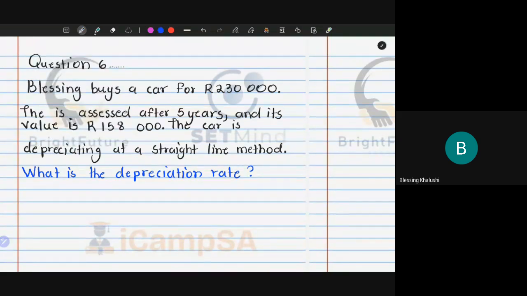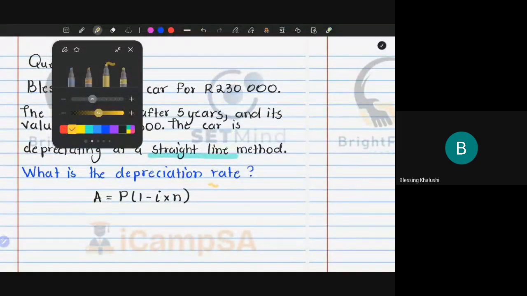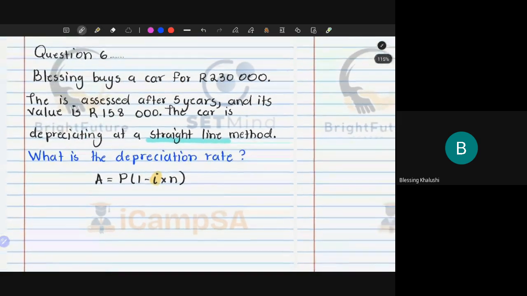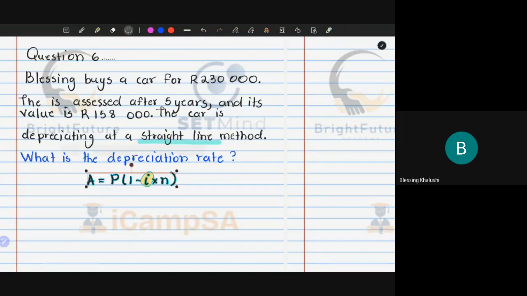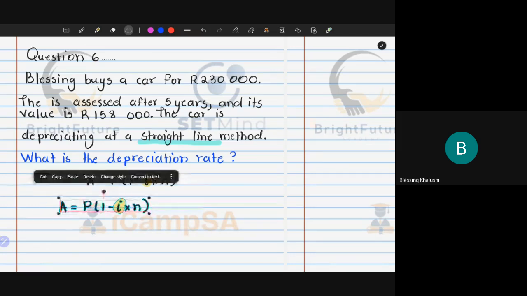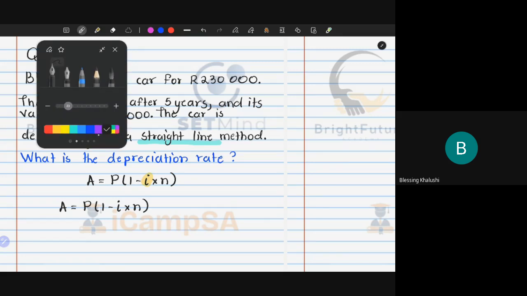That's okay. So what we should be picking up here is that this is depreciating in a straight line method. So which means the formula that we need to use is A = P(1 - i × n). And what we are looking for, clearly from the problem, is the depreciation rate. What we are looking for is i. So I'm just going to use some maths which we learned in grade 10 to quickly solve for i, and then plug in the values at the end. Others prefer plugging in the values first, but I'm going to do it this way.